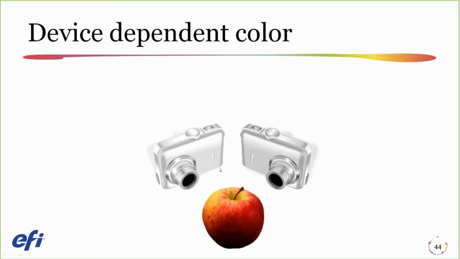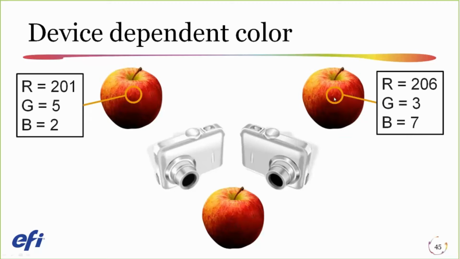Now, the reason we need all this is because of what we call device-dependent color. The color we get depends upon the device. It's as simple as that. If I have 2 cameras, maybe one right after the other off the assembly line, in a studio, controlled lighting conditions, aimed at the same apple, and I take a photograph with each camera and open it up in Photoshop and sample the exact same pixel, I'm likely to get 2 different RGB values.